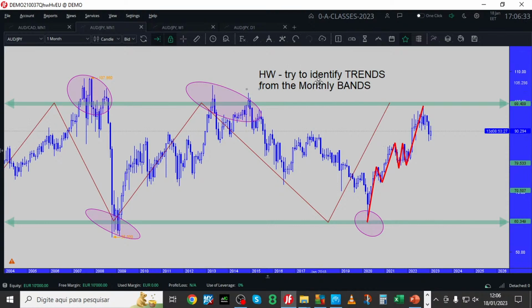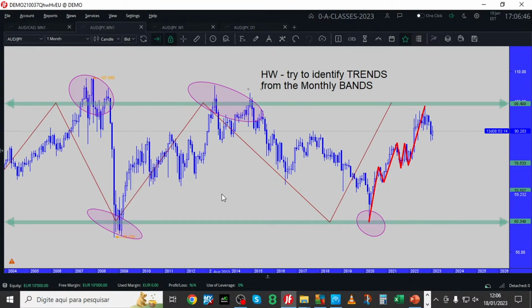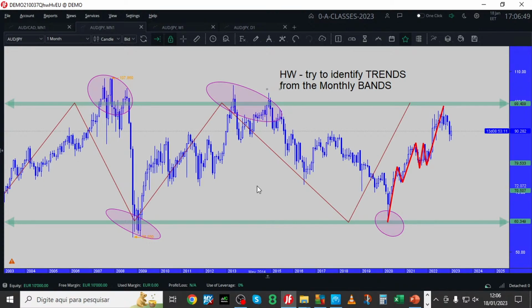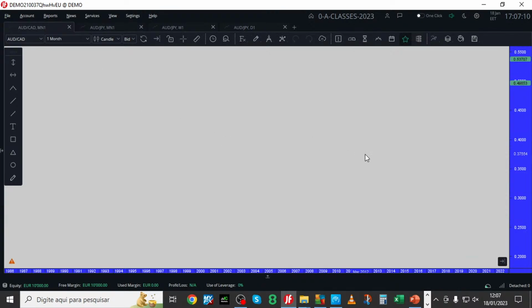Homework, everybody. Try to identify trends from the monthly bands. Did anybody do the homework? Mike, did you do the homework? Wisdom, did you do the homework? Julius, did you do the homework? If you did the homework, type in the chat the currency pair and the trend. Okay, and we said just try on the monthly. If the monthly is easy, then try on the weekly. If weekly is easy, try on the daily. Anyway, let's go to the AUD CAD monthly chart.